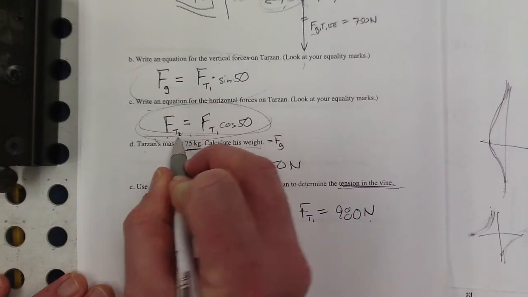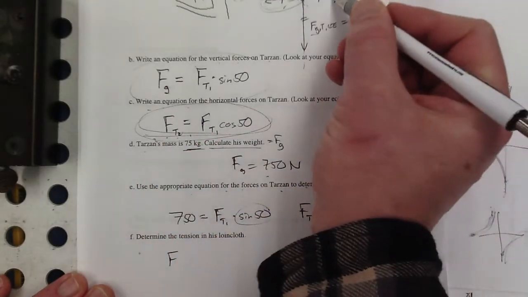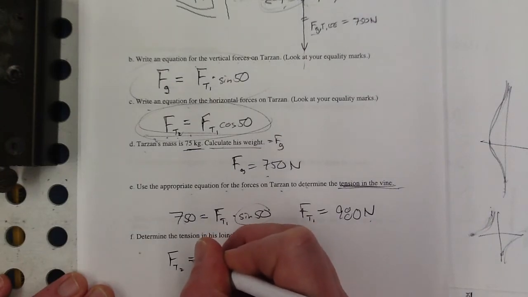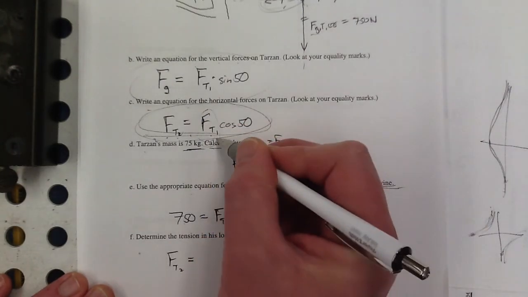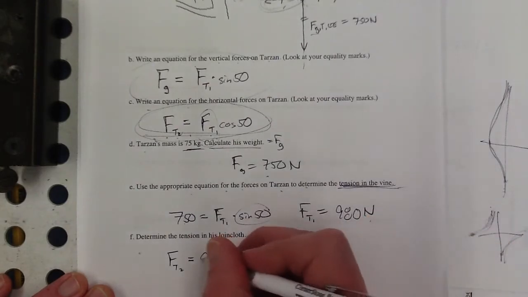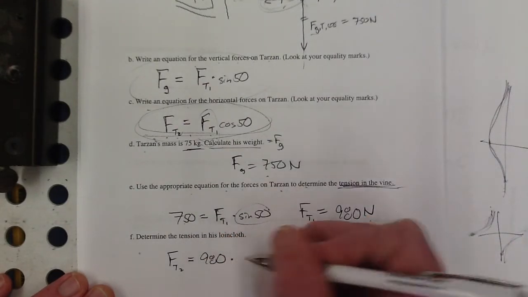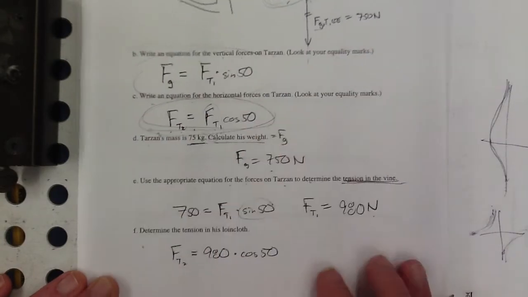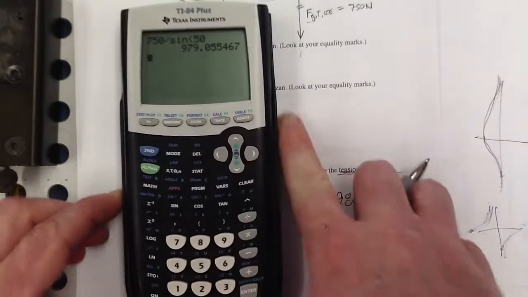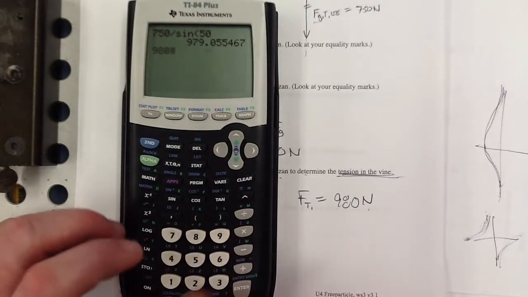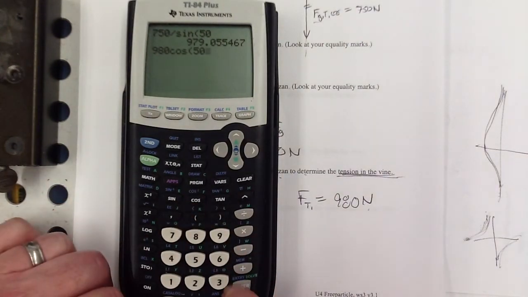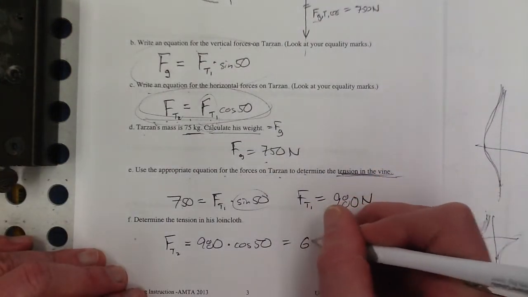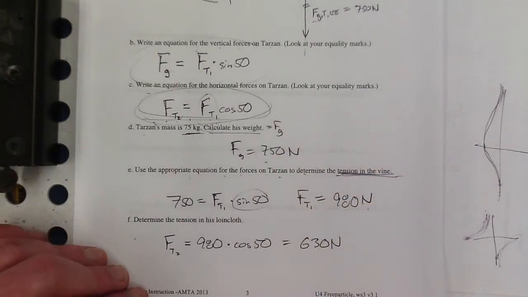So force of T2, that's what I'm looking for, is equal to the force of tension in the vine, which now I know is 980, times the cosine of 50. Right? So it's that number times cosine of 50. It's about 630.